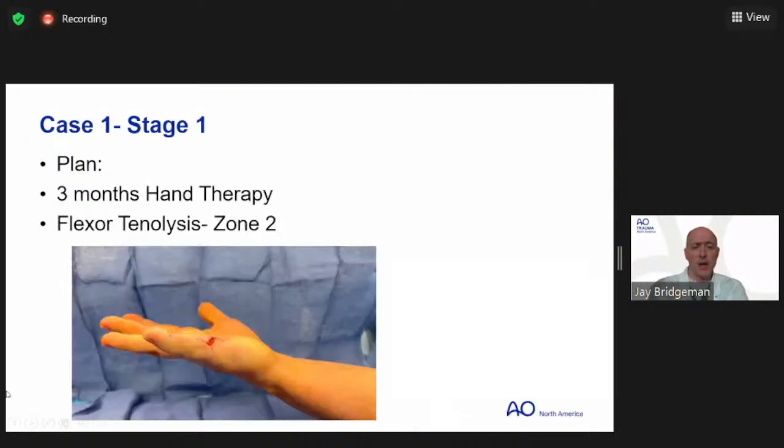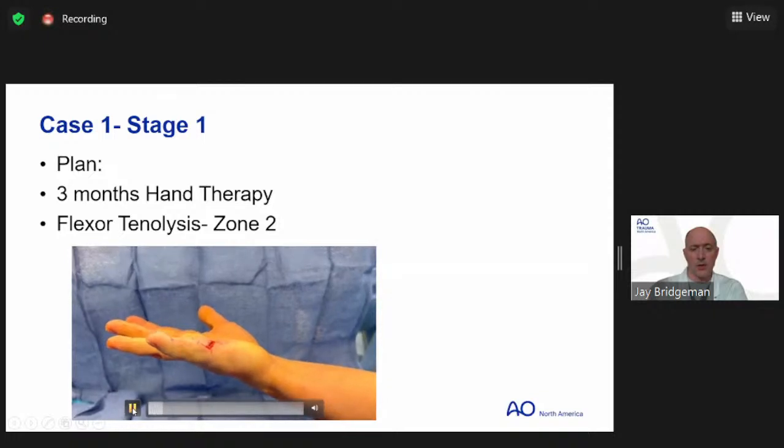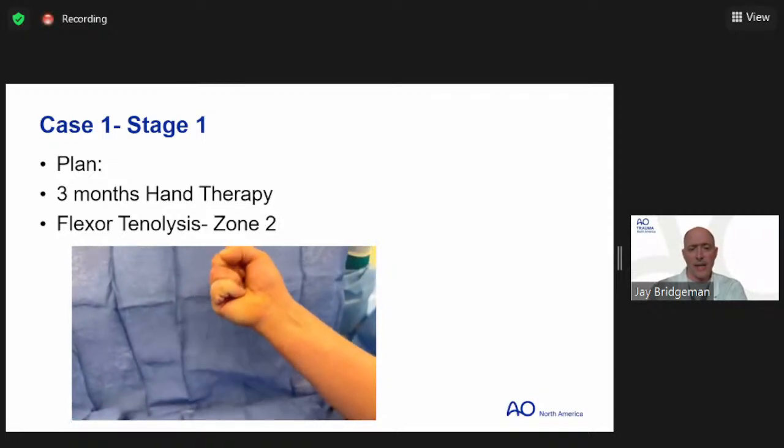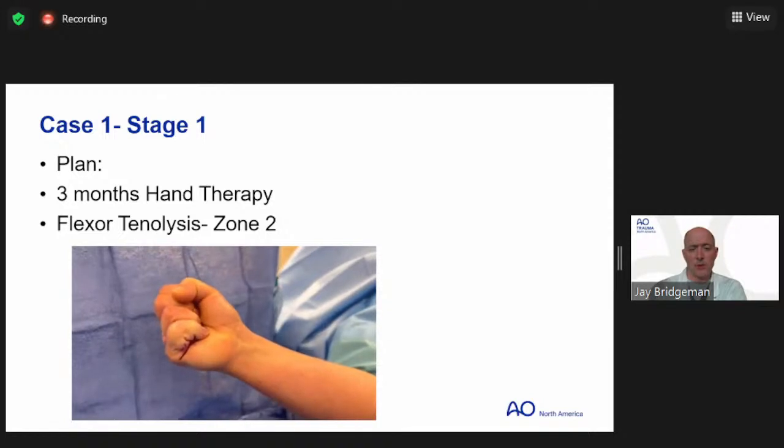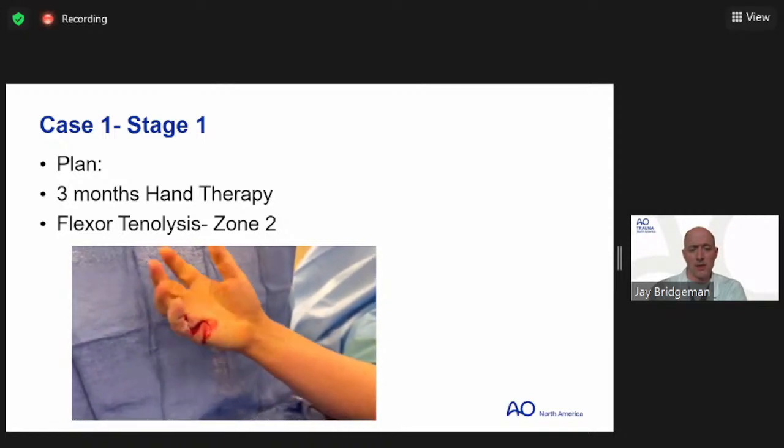So this is my patient that at 3 months we went back for the second stage. And with this one, you can see the incision on the flexor side. So we did a zone 2 flexor tenolysis. And this is where we are at the end of that procedure. You can see she's fully actively extending, and now she's flexing down to the palm.